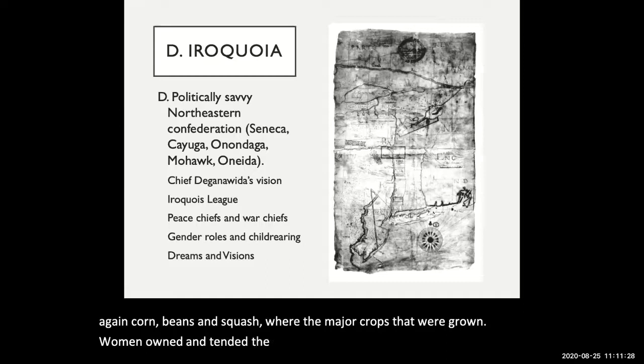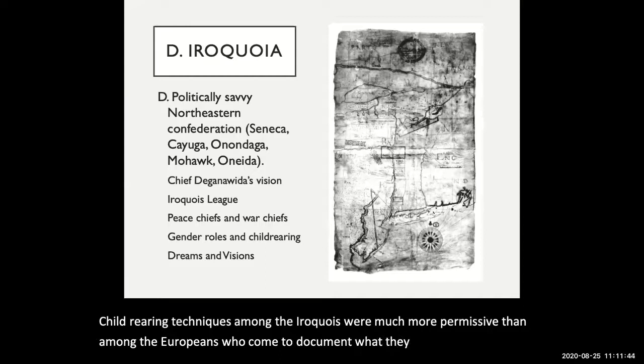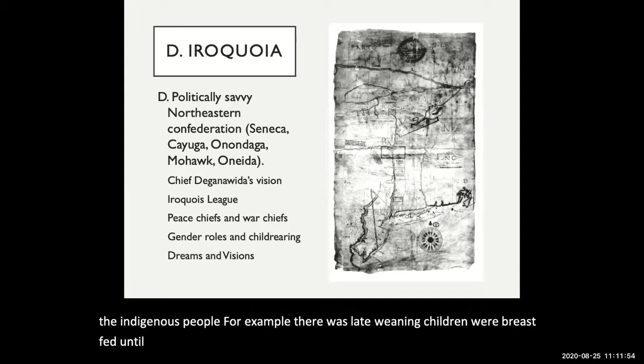Child-rearing techniques among the Iroquois were much more permissive than among the Europeans who come to document what they see in America among the indigenous people. For example, there was late weaning. Children were breastfed until quite late. There were very relaxed attitudes about clothing, about toilet training, even about following directions.